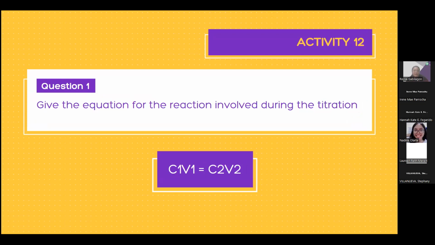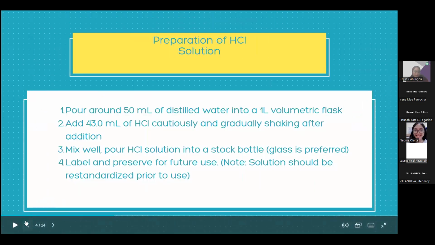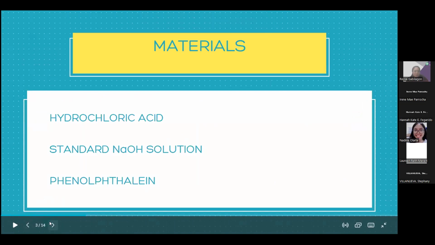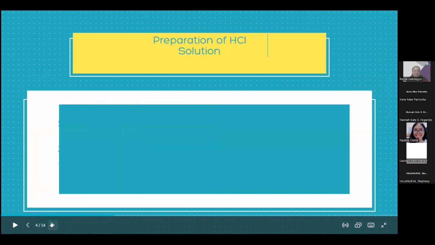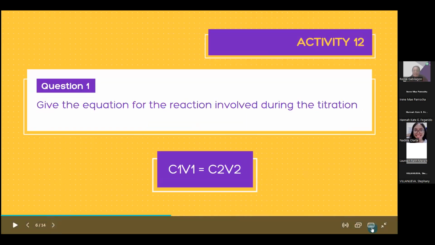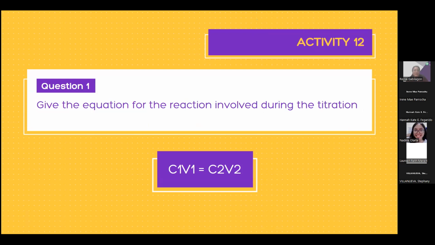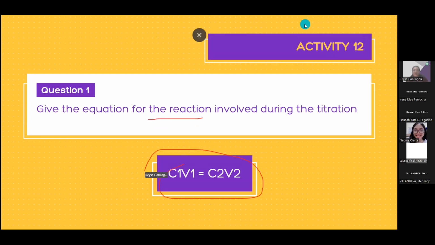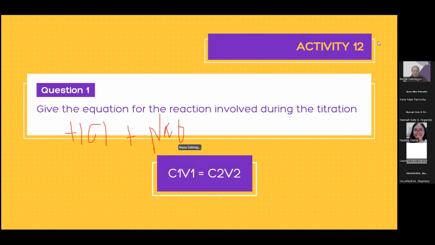So, give the equation of the reaction involved in the titration. Where is the equation? It's not the equation. This is the formula you have given here. The equation being asked for is for the reaction. This is the formula to be used for the computation. But the equation here is you have the HCl plus, the titrant we used, NaOH. This is supposedly the equation.